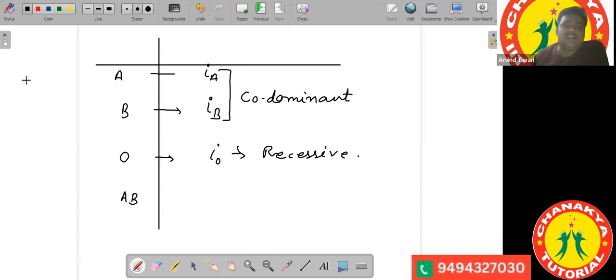Consider a parent like this. Suppose the parent has blood group.